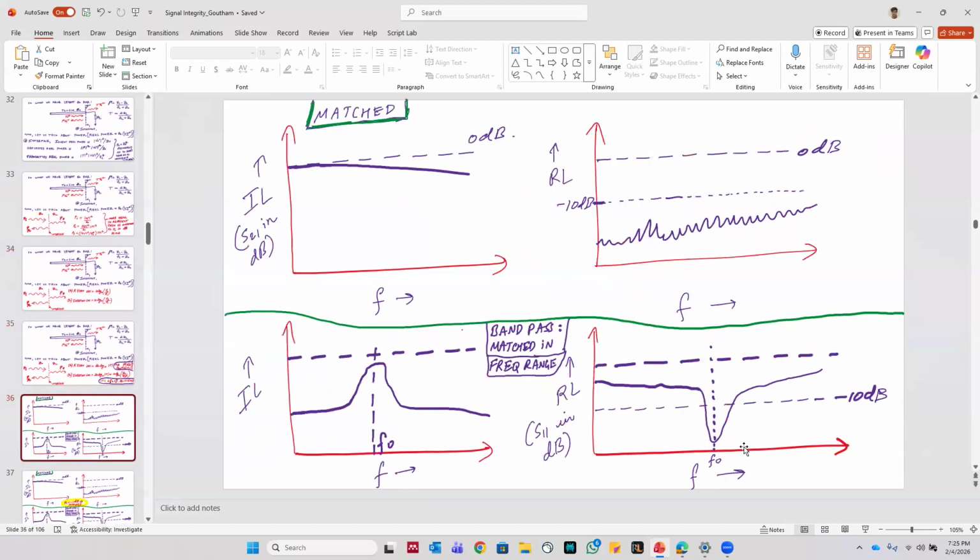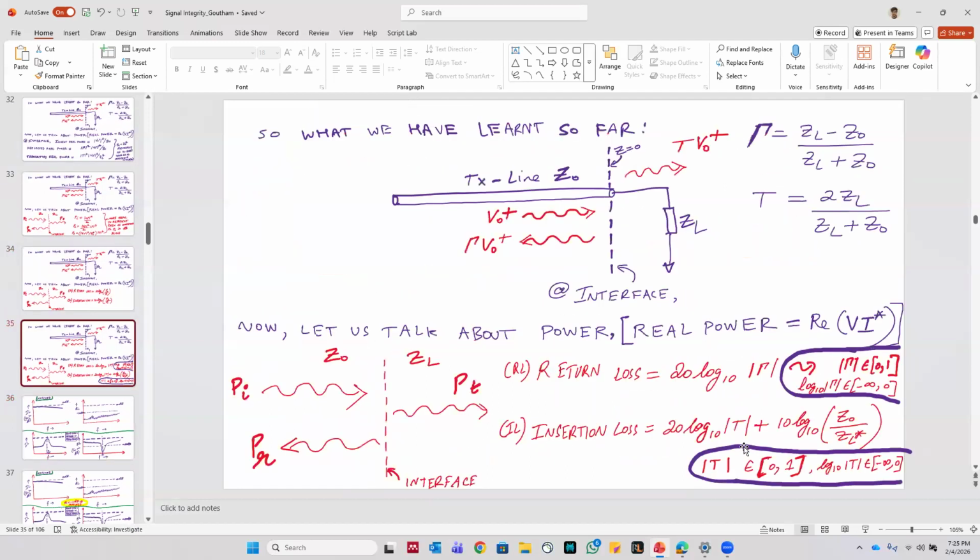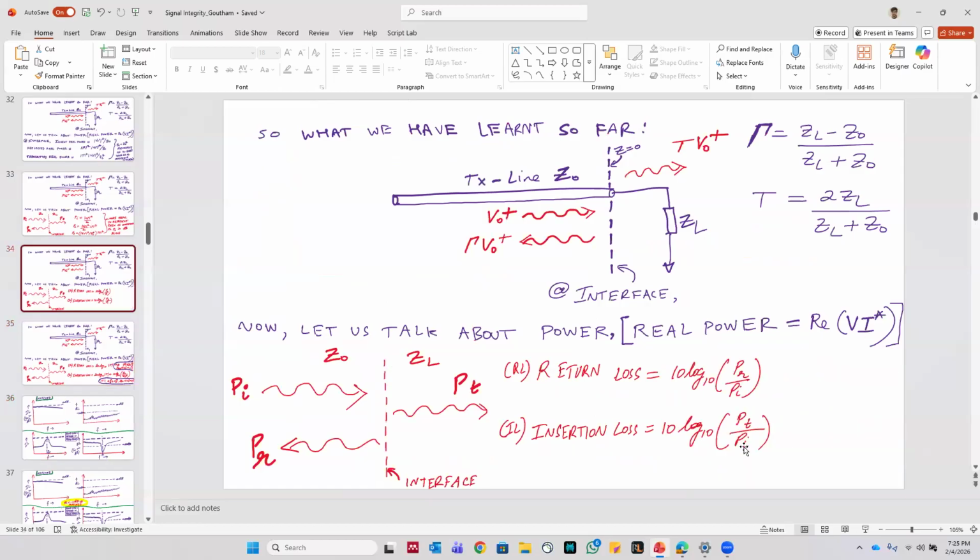You're right, it's never perfect, right? It's true, it's never perfect, but you can get something less than the threshold, minus 15 dB, and you consider that to be relatively well matched, right? Yeah.